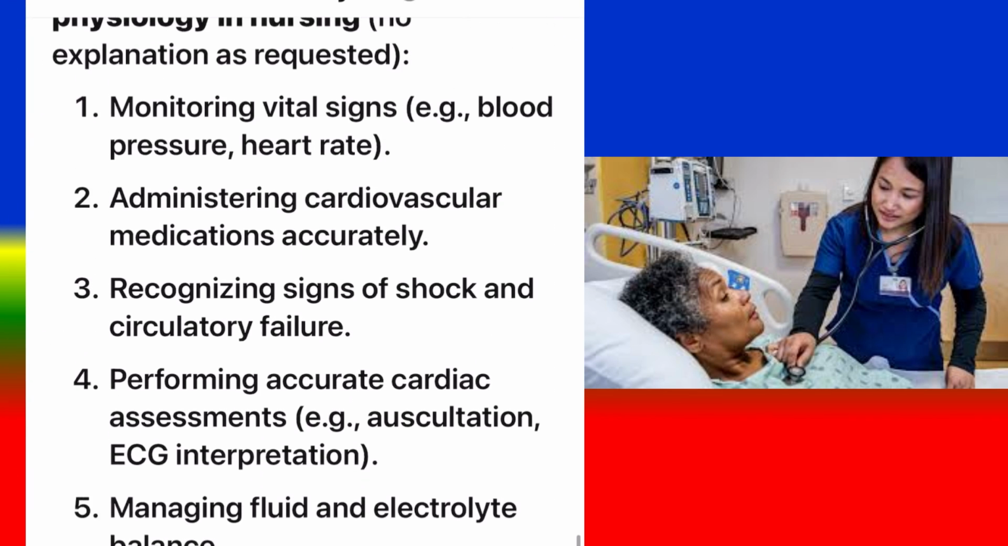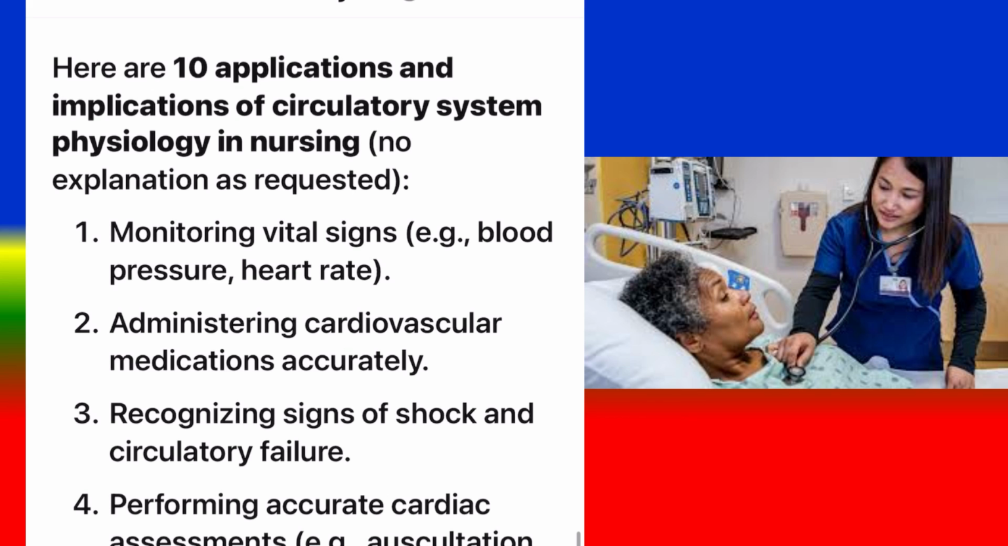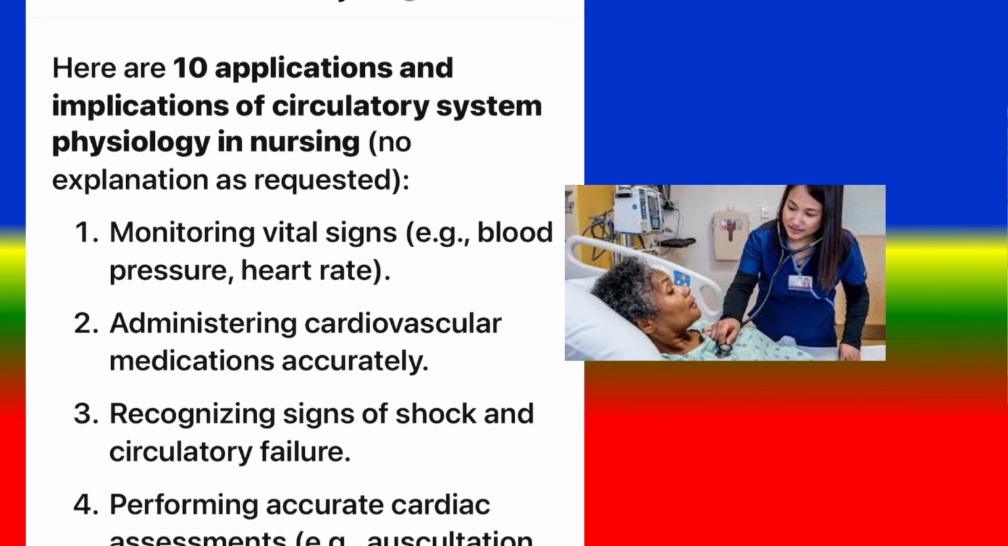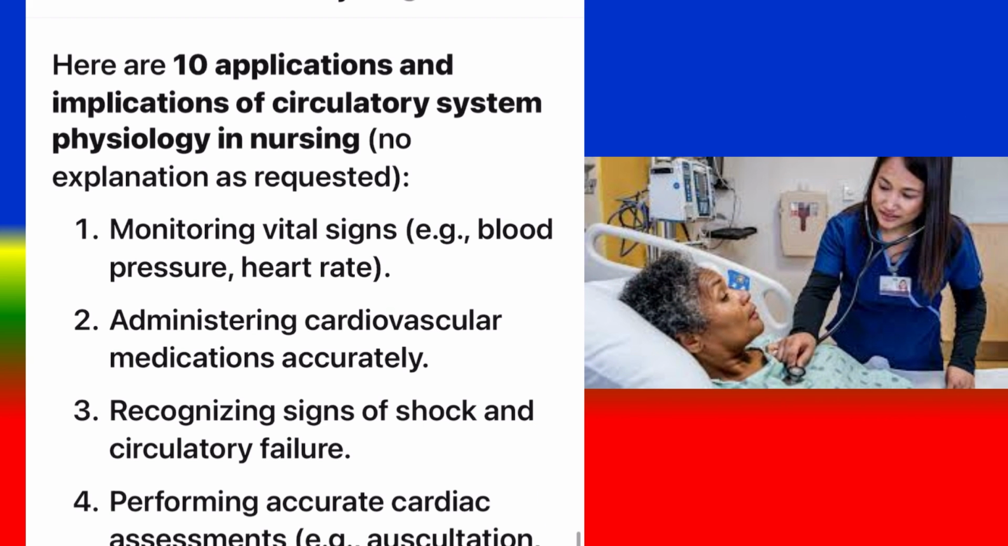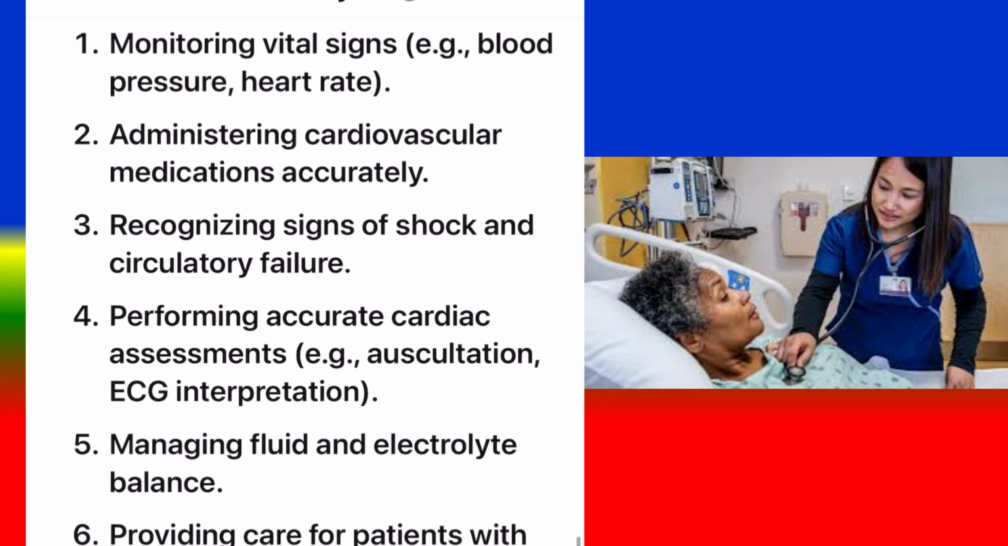Here are 10 applications and implications of circulatory system physiology in nursing, with no explanation as requested. 1. Monitoring vital signs, e.g. blood pressure, heart rate. 2. Administering cardiovascular medications accurately. 3. Recognizing signs of shock and circulatory failure.